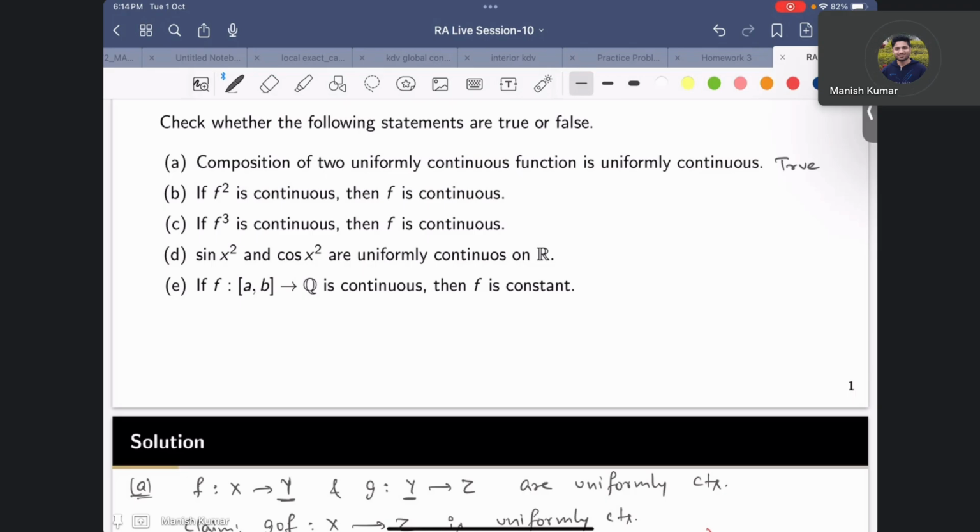It can be taken as a composition of f and f. Not exactly. This is a product. f square is f times f. It's not the composition.